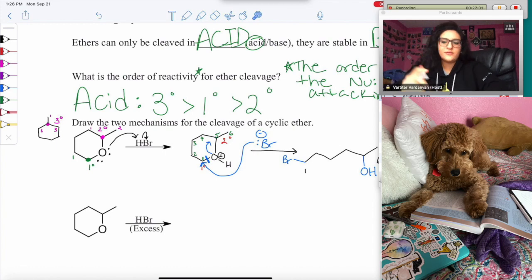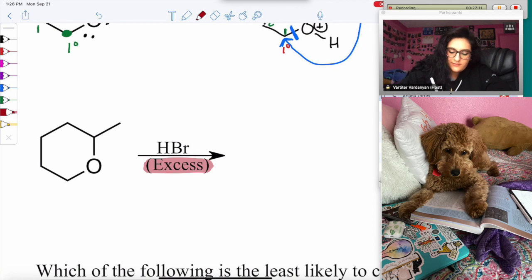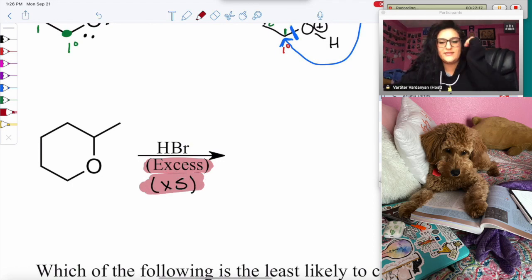The only difference between these two reactions is that the second one has excess written underneath it. I'm going to give this to you because when I was in this class, one of my really close friends got this question wrong on the exam. It said XS and she thought it meant extra small. It does not. XS and excess mean the same thing.